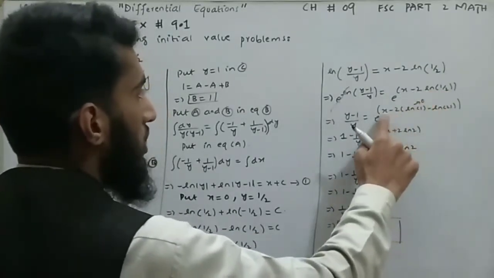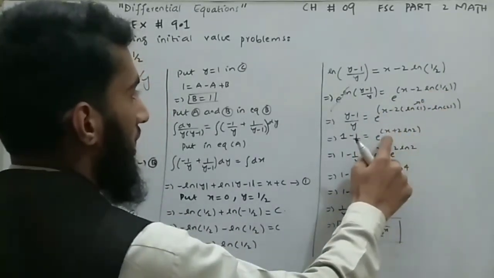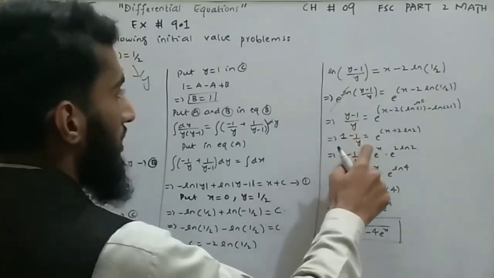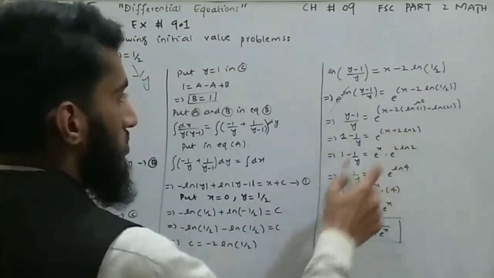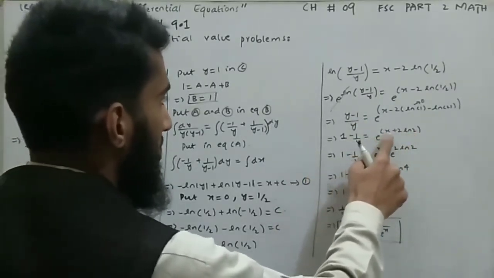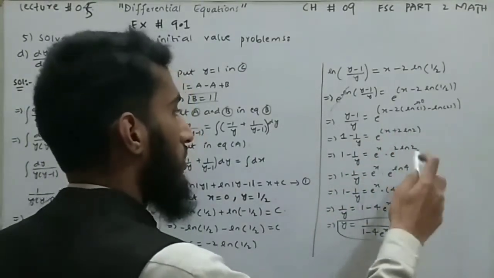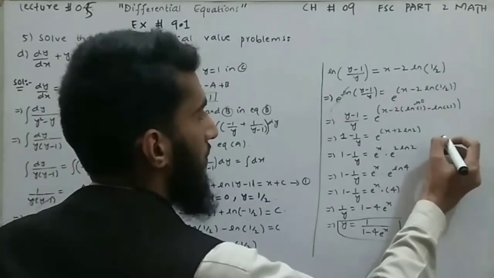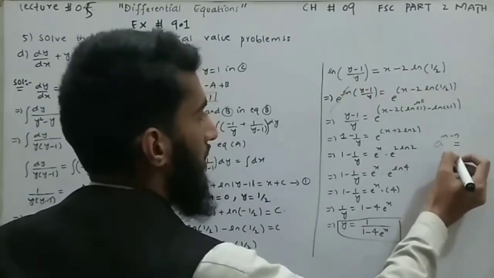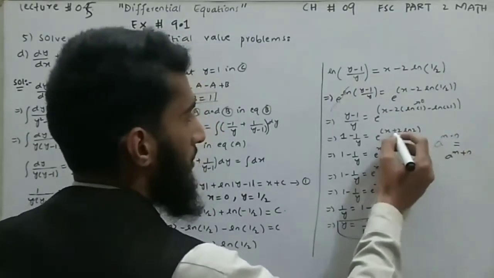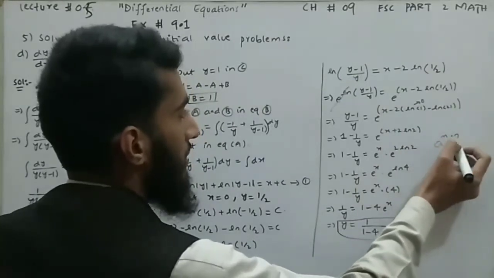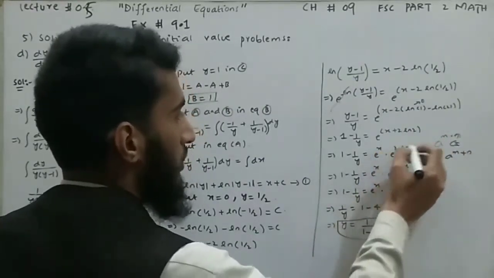Ln of 1 is 0. So it becomes x plus 2 ln of 2, and exponential. So it becomes 1 minus 1 over y equals exponential of x plus 2 ln of 2, which is e power x into e power 2 ln of 2, because of the product rule. We know that a power m plus n can be written as a power m into a power n.